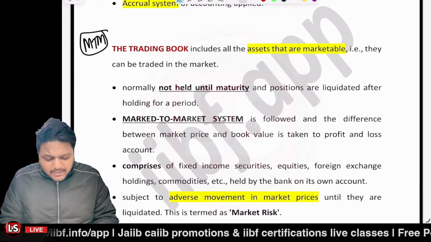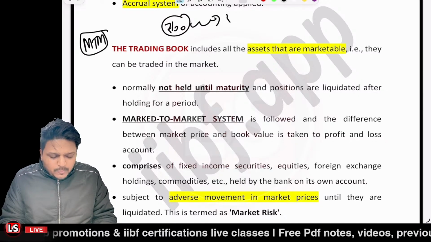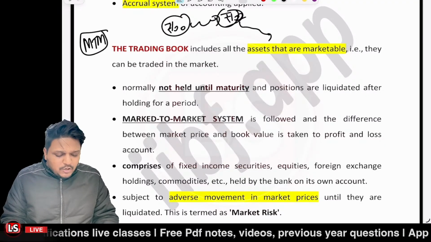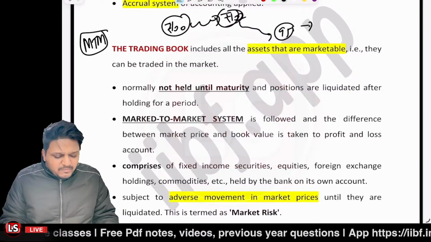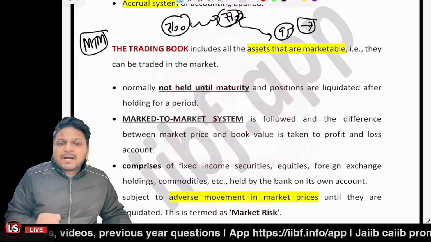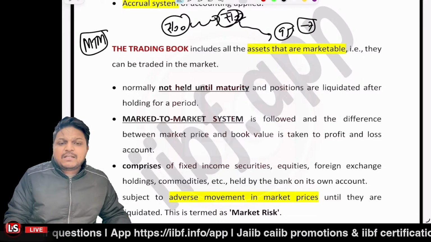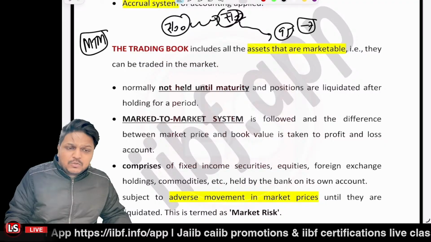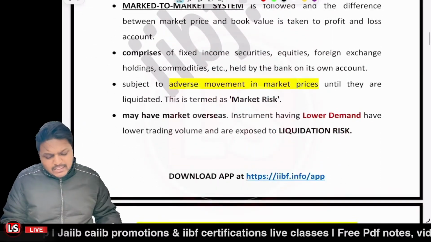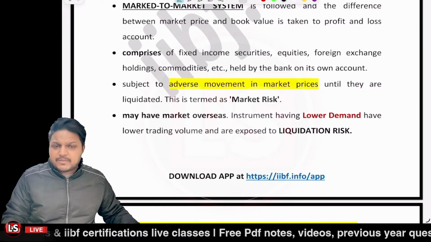So I bought a scrip at rupees 100, and previously it was rupees 100. The next day it rose to rupees 102, so rupees 2 will be credited to my portfolio. The next day it dropped to 95, so rupees 7 will be subtracted from my portfolio, and so on. So this is MTM basis accounting. The difference between the market price and the book value will be taken to the profit and loss account. It comprises income securities, equities, foreign exchange holdings, and commodities.